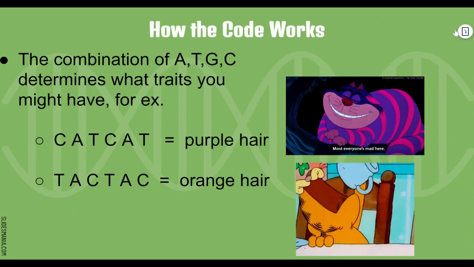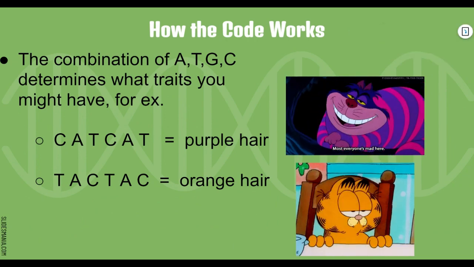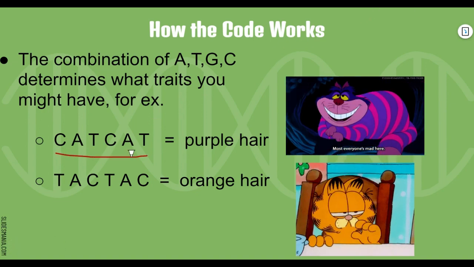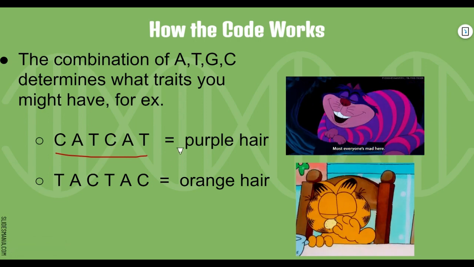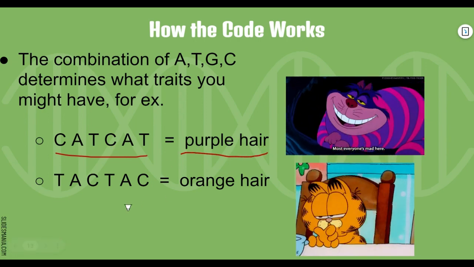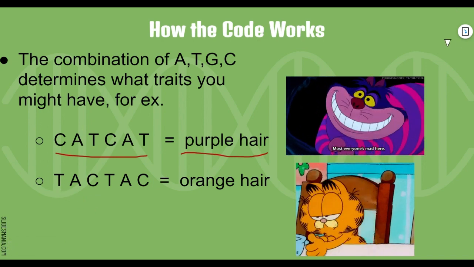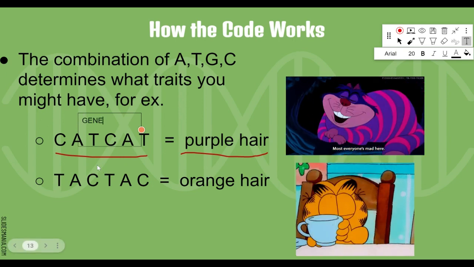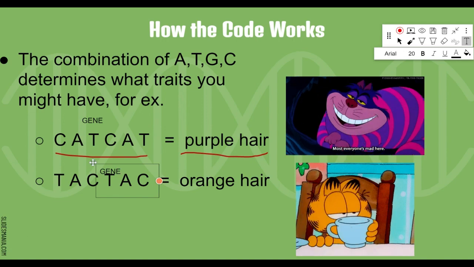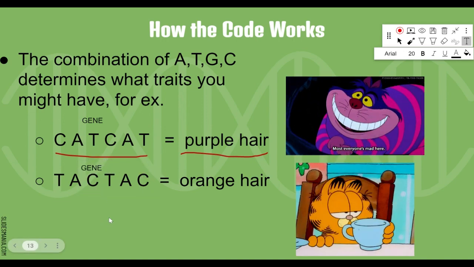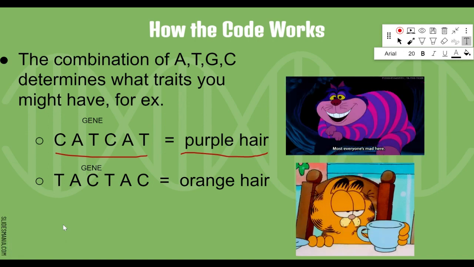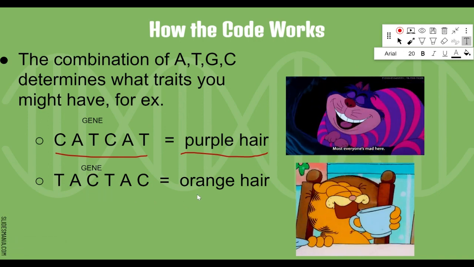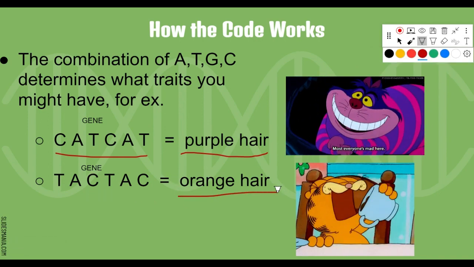So how the code works: the combination of A, T, G, and C determines what traits you might have. For example, let's pretend this is a gene right here. This gene, CAT, codes for proteins that would lead to purple hair. But if you had this gene right here, and let me just write that out really quick. So this would be an example of a gene. This one down here would be an example of a gene. Again, a gene is a little piece of DNA that codes for a protein that leads to a trait like brown eyes, blue eyes, curly hair, straight hair. And so right here you have this gene, TAC, and this gene codes for orange hair in a cat.